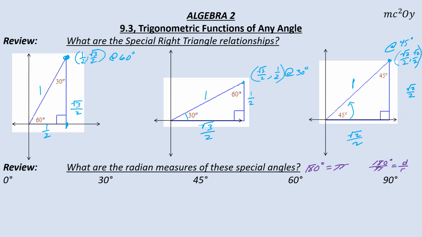Okay, so what we're going to do is we're going to go ahead and convert these degree measures. So 0 degrees, we should know, is 0 radians. That one's pretty easy. We'll just call them rads.